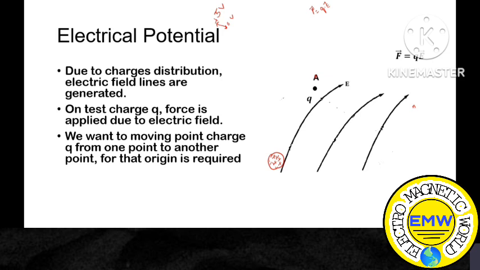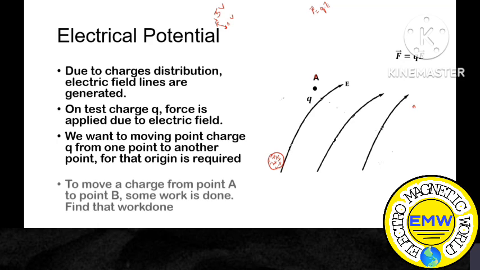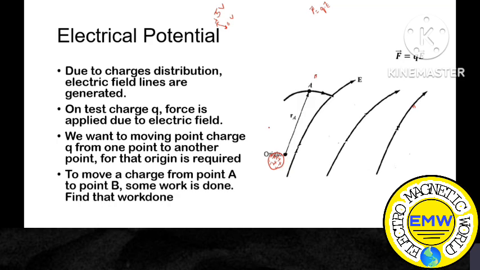Suppose this one is the origin, and its coordinates are 0 0 0, and this is point A, and this point has coordinates x, y, and z. Now we need to move this point from point A to point B. Suppose at point B the coordinates are x1, y1, and z1, and at point A they are x2, y2, and z2. Then it will be very easy to calculate the position vector and the distance vector. We have already done this type of calculation in vector calculus.